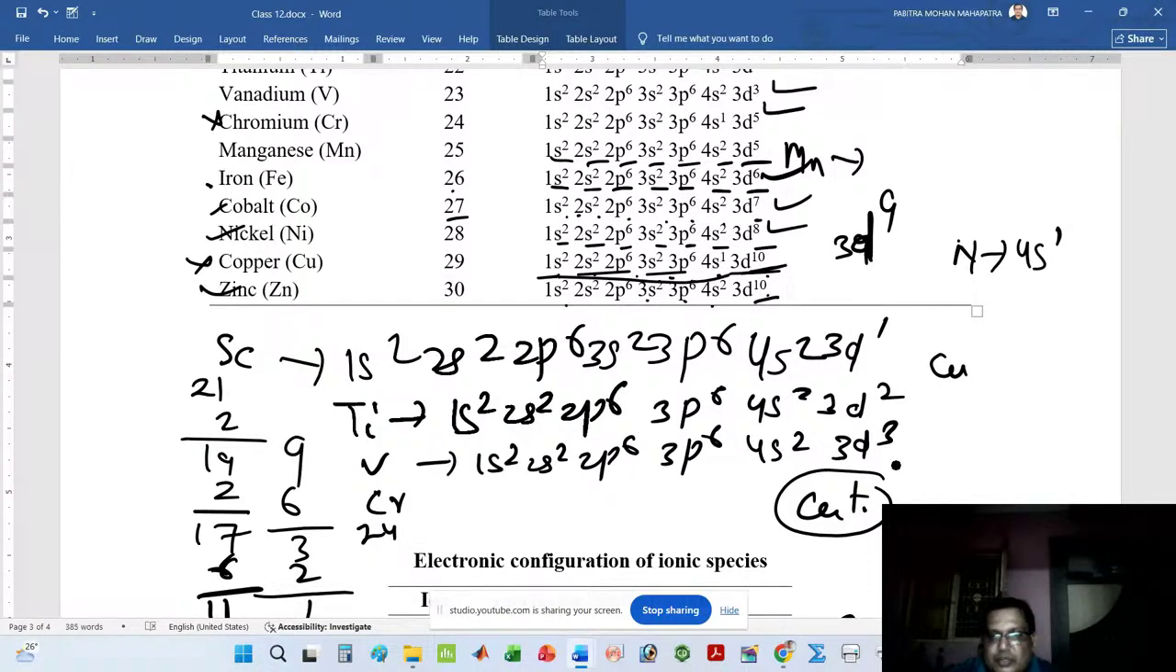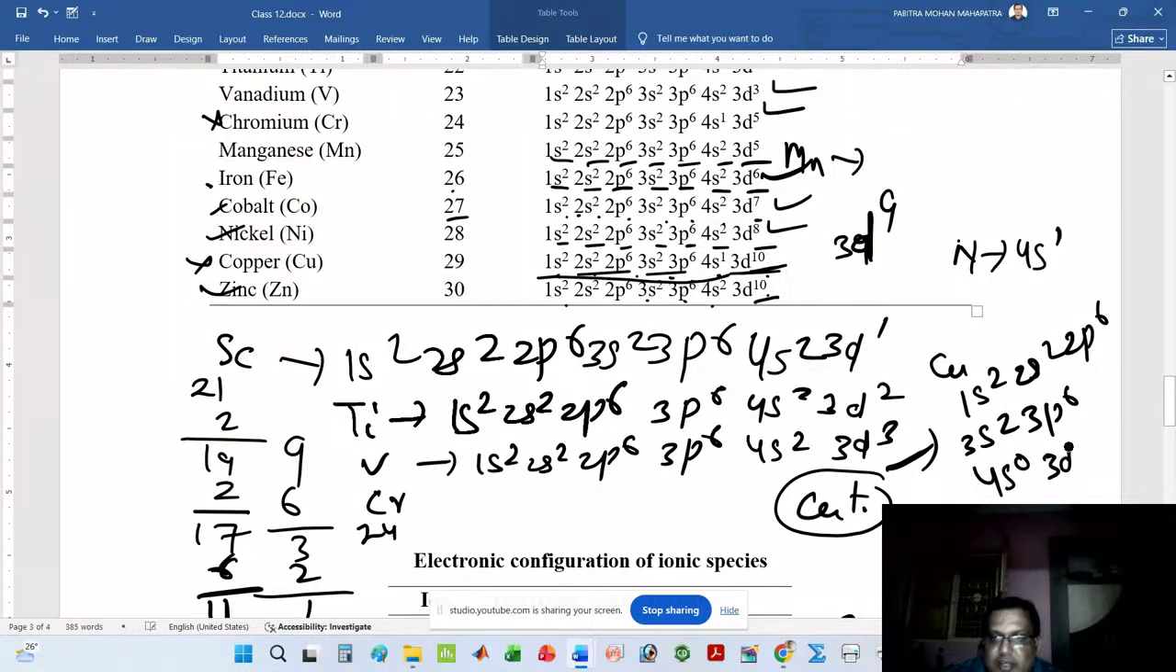So the electron configuration of copper ion is how much? 1s2, 2s2, 2p6, 3s2, 3p6, 4s0, 3d10. You can write 4s0 or not, as you choose. But this is the electron configuration of the Cu plus ion.